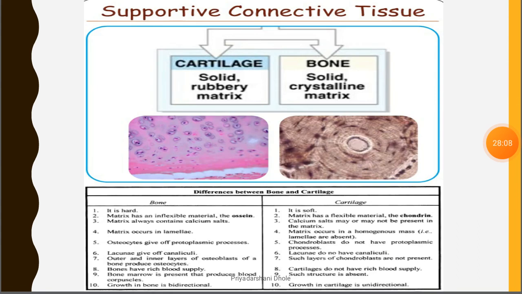Next one is the supportive connective tissues. It is of two types: cartilage and bone. Cartilage is a solid rubbery matrix which is elastic in nature, while bone is a solid and crystalline matrix. You can see in this diagram, this is the section.